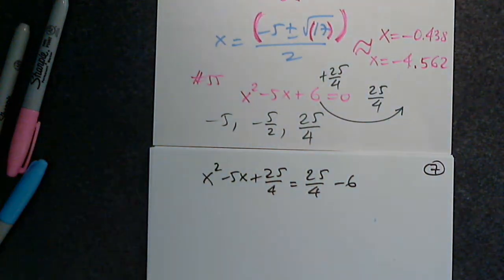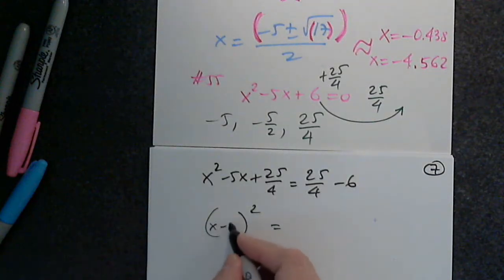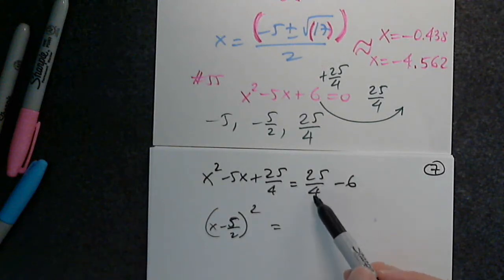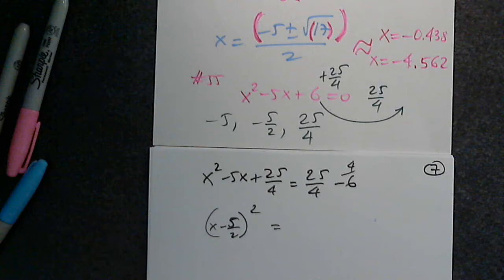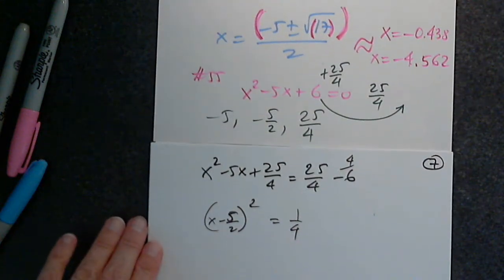Please complete the square on the left-hand side. X minus 5 over 2. Oh, of course. It's right there, right? Good. So now this is 25 over 4 minus 24 over 4. 1 over 4. Any questions so far?